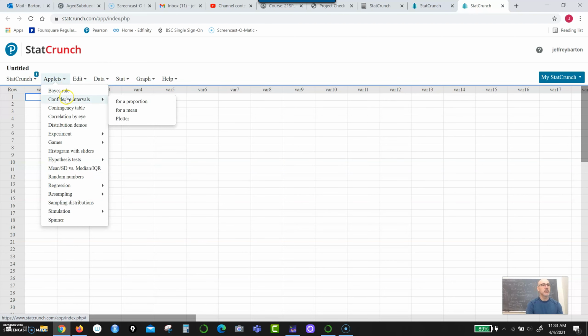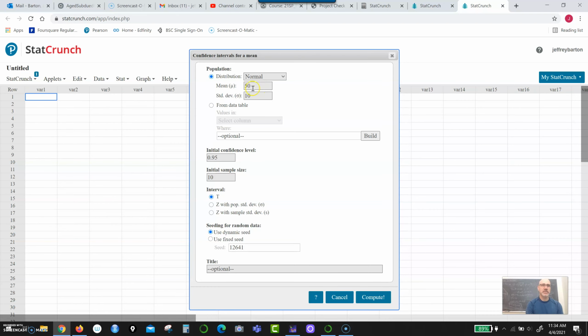So if I go to Applets, Confidence Intervals for a Mean, the setup has more to it than we really need at the moment. You can ignore a lot of this. I just wanted to make sure I clicked population standard deviation sigma. So this is a z, that's standard normal, where we know the sigma. We're sampling from a normal population where the mean is 50, standard deviation is 10.